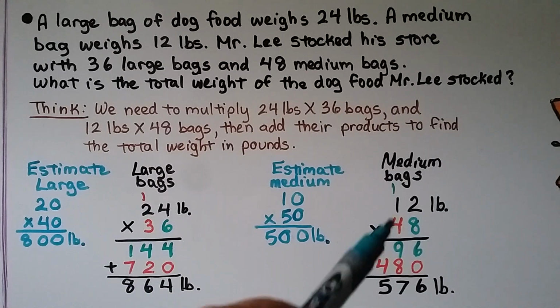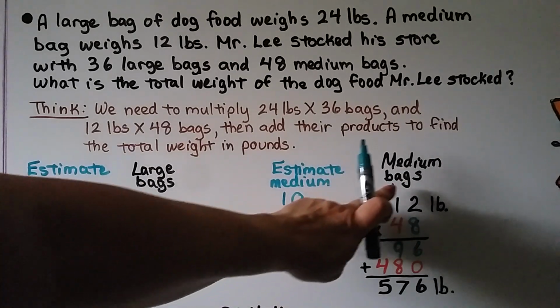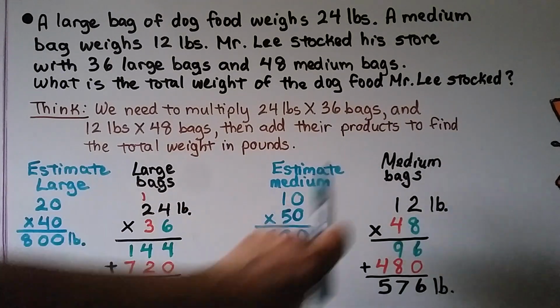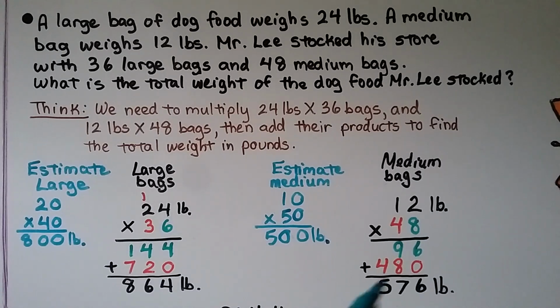Now we need to multiply the 4 tens. We need to get rid of this regrouping so we don't confuse it. We multiply 4 times 2, which is 8, and 4 times 1, which is 4. And look, we always have a 0 here. We add our partial products and get 576 pounds. And our estimate was about 500.